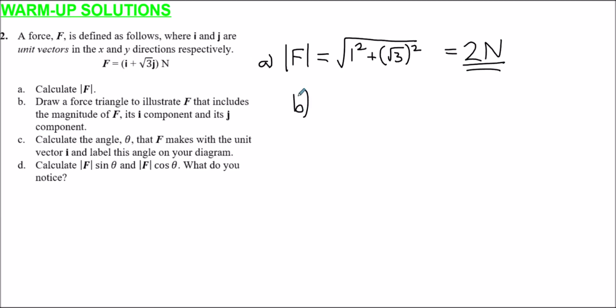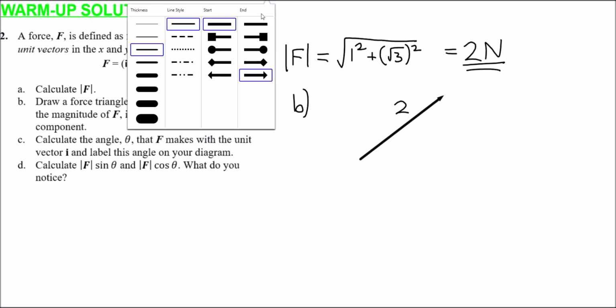Part B, we have to draw a force triangle to show F, and that has to include the magnitude of F, which we just worked out, its i component and its j component. The magnitude of F we can just include as 2 newtons, and F is acting in this direction where it's 1 in the x direction and root 3 in the y direction. In a different colour, F is going to look something like this. Okay, so it's going along and up. That's going to be a magnitude of 2 newtons.